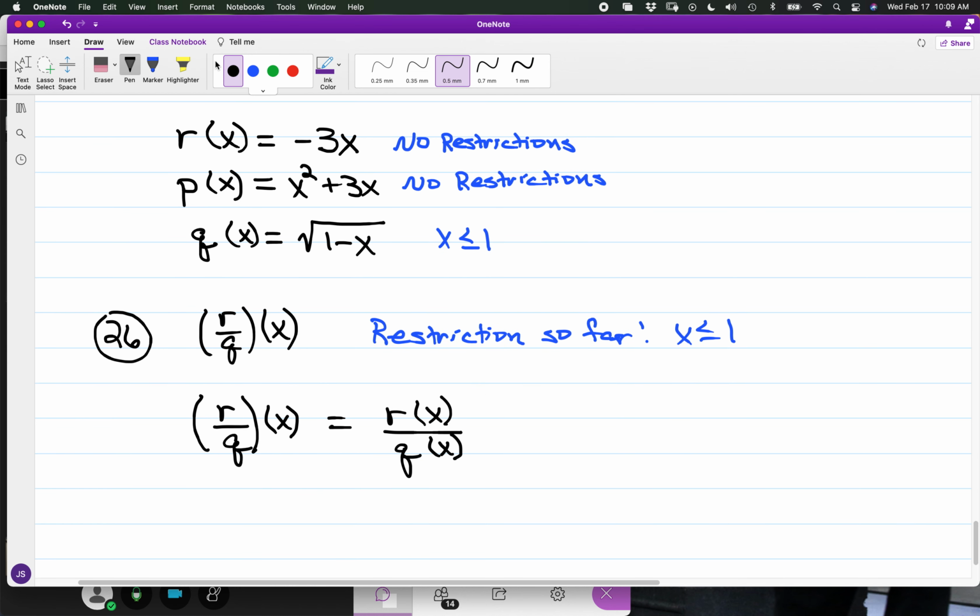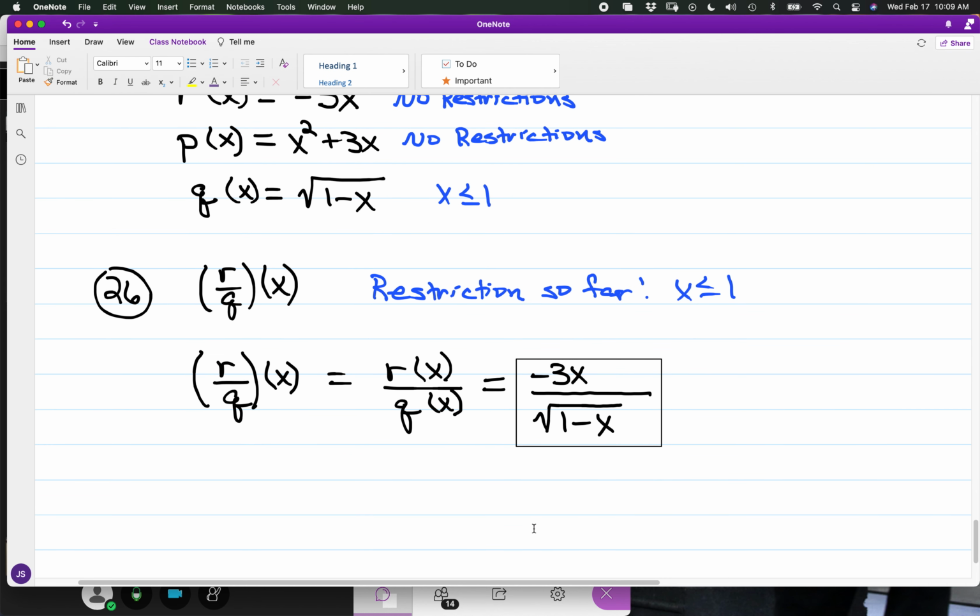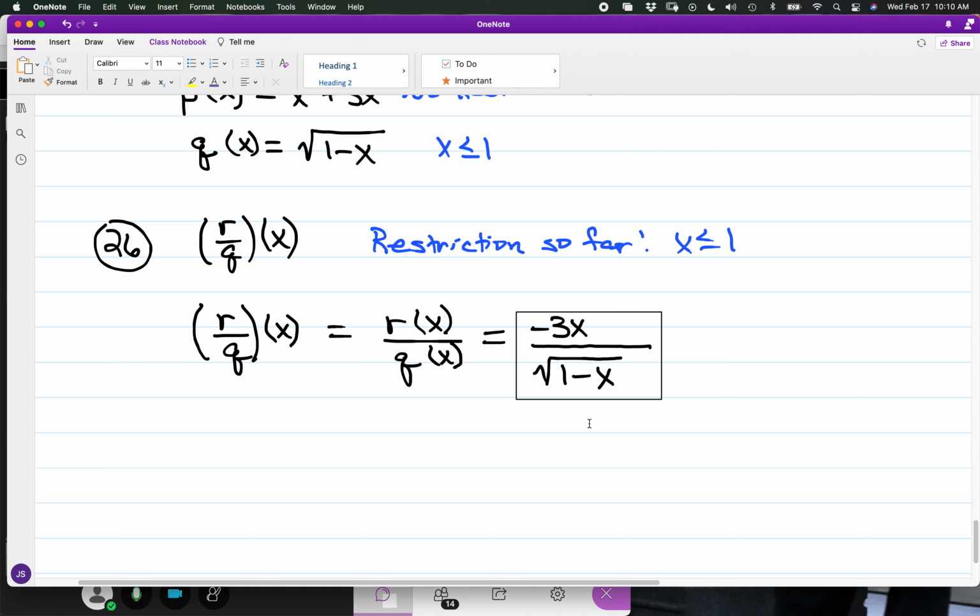Now for r of x over q of x, working with the function. Now r of x, we have negative 3x. So negative 3x is now at the top as opposed to being on the bottom. And q of x, we have the square root of 1 minus x. Now, for the function itself, you have negative 3x all over the square root of 1 minus x.